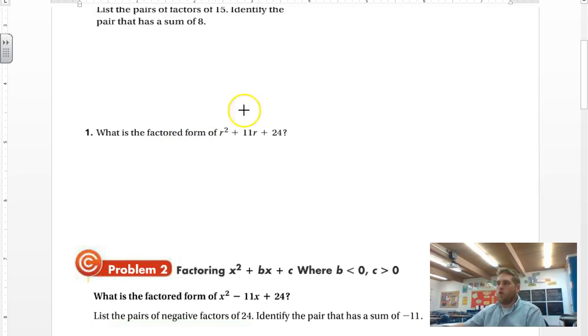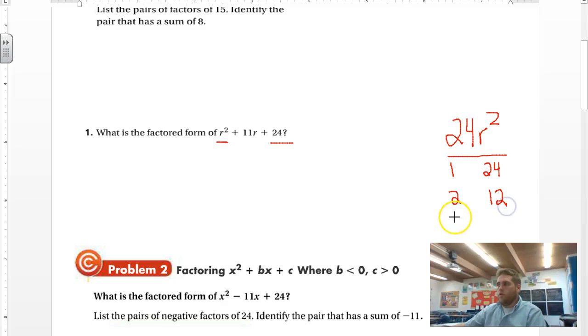What is the factored form of r squared plus 11r plus 24? So I take first times last. Always going to take first times last. So I have 24r squared. So now I think of what are the factors of 24? Well, 1 and 24, 2 and 12, 3 and 8, 4 and 6. And guys, if you can't come up with every single one of these together, use your calculator. Sit there and plug in 24 divided by 2 equals this. 24 divided by 3 equals this. 24 divided by 4 equals this.